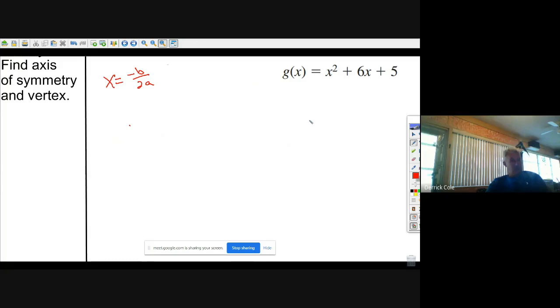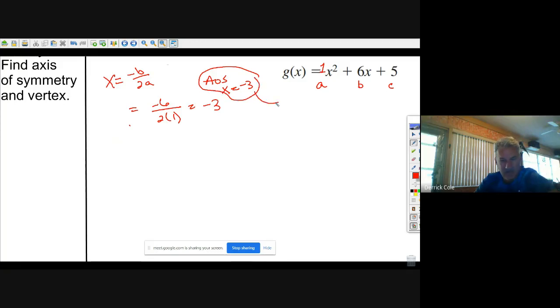Tell you this is all we're doing. All right. What's a here? Oh my, you threw me off, Mr. Cole. What is a here? It is 1. All right, so I get negative b, which is negative 6, over 2 times 1. Well, negative 6 over 2 is negative 3. So x equals negative 3 is my axis of symmetry.